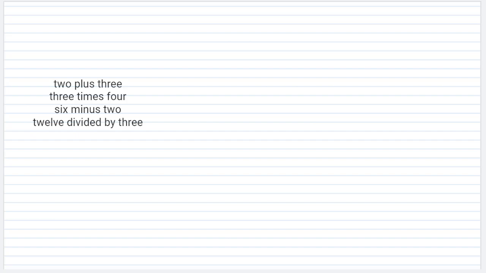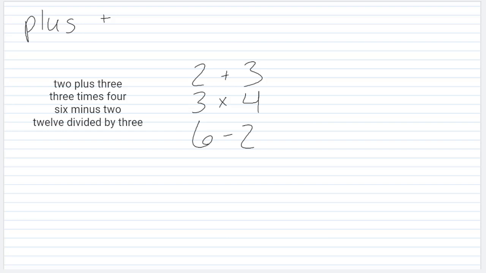Right here we have some examples. For this first one, 2 plus 3, that one's pretty easy. We know that it's 2 plus 3 because the word plus is the same as the plus sign. We also have 3 times 4. That's another self-explanatory one. We know that times means multiply. 6 minus 2. We know that minus is our minus sign, obviously. And then we got 12 divided by 3. Great. So already we know how to do the 4 basic operations.